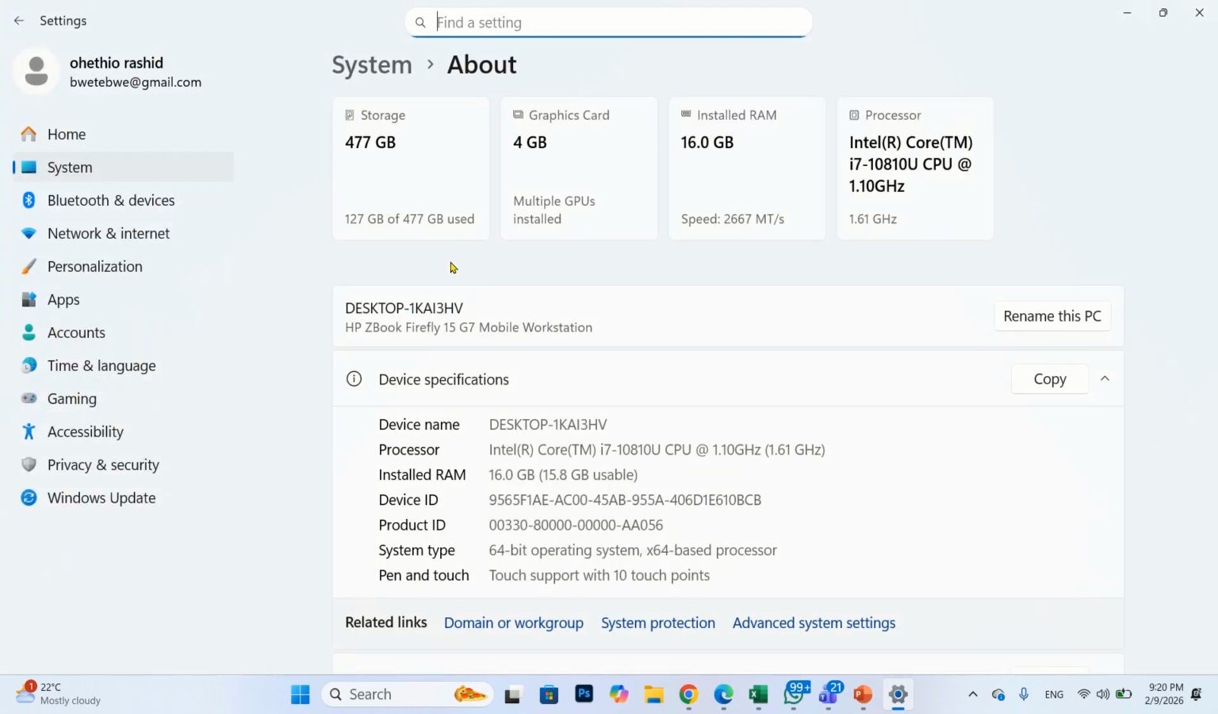Ejja kutwala direct mu settings and it will tell you about your computer. It will tell you the first is the storage. It will tell you the storage yo eri 477 GB. That is the SSD hard drive.